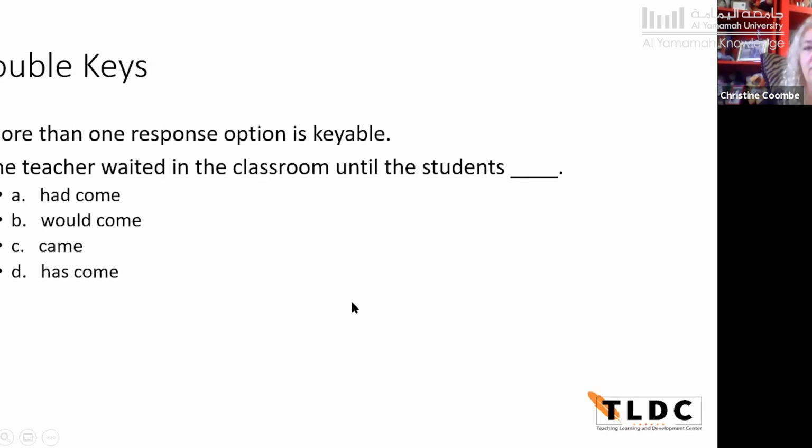A double key is the most common item violation that teachers make. This is where there's more than one response option that is keyable. So of course, A and C are the two response options here that would work for this question.